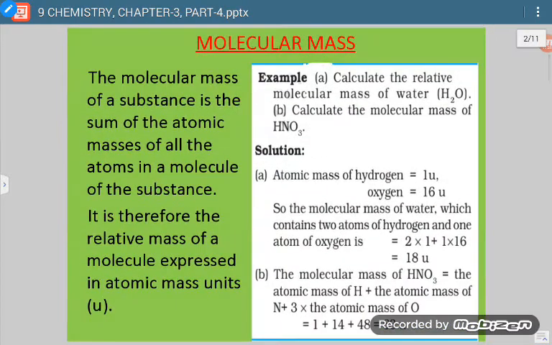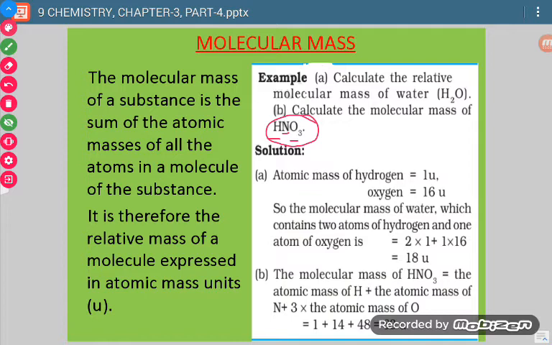Okay. So first of all, molecular mass. The molecular mass of a substance is the sum of the atomic masses of all the atoms in a molecule of the substance. Okay, so what is the definition? What we have to do? We have to see the molecule just like here. This is a molecule. Now what we have to do for calculating its molecular mass? We have to add the atomic masses of all the atoms present in this molecule.